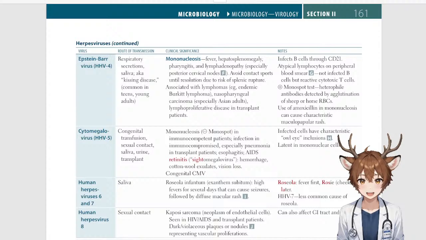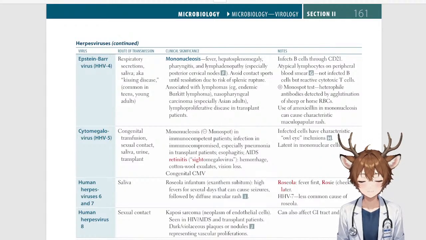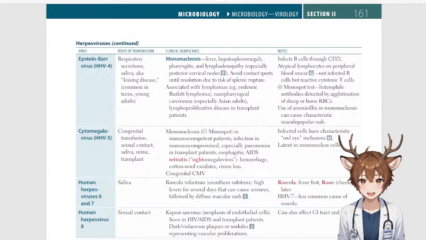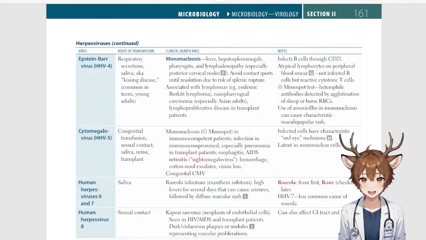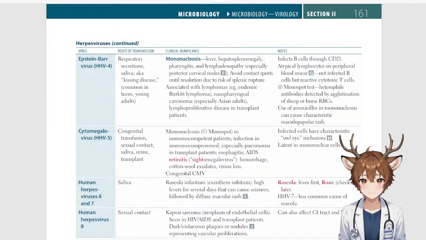It is associated with lymphomas, endemic Burkitt lymphoma, nasopharyngeal carcinoma, especially in Asian adults, and lymphoproliferative disease in transplant patients. It infects B cells through CD21.